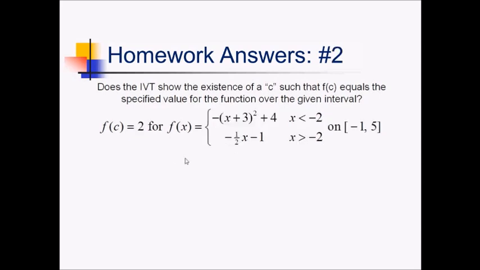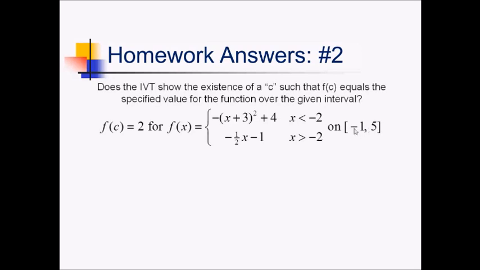For this problem, we have a little bit of an oddball problem here. We're asking if the IVT shows the existence of a c such that f(c) equals 2 for this crazy piecewise function on the interval from -1 to 5. Let's start by checking for continuity on the interval. So let's see what rule this even falls in.